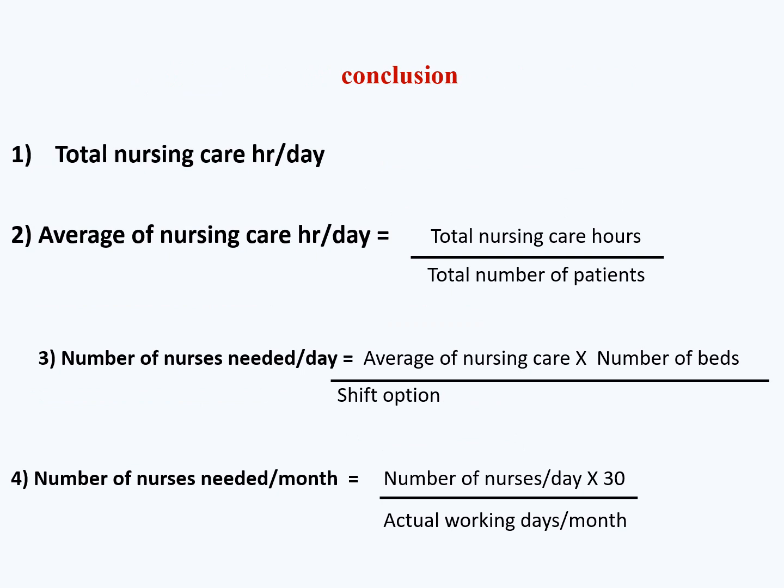And now we are going to conclude the formulas needed to calculate the patient classification system, which consists of 4 equations. Equation number 1, total nursing care hours per day. Equation number 2, average of nursing care hours per day equals total nursing care hours divided by total number of patients. Equation number 3, number of nurses needed per day equals average of nursing care by number of beds divided by shift option. And finally, equation number 4, number of nurses needed per month equals number of nurses per day by 13 divided by actual working days per month.